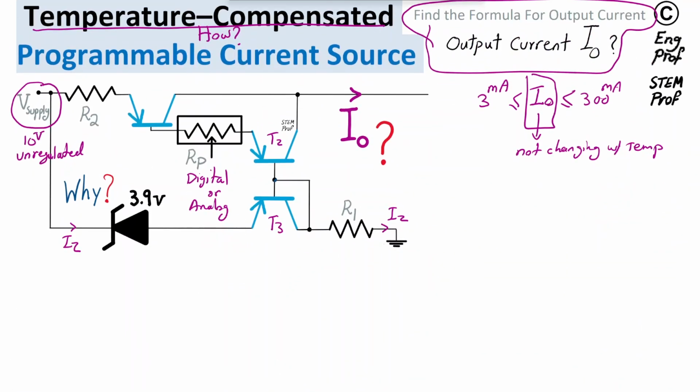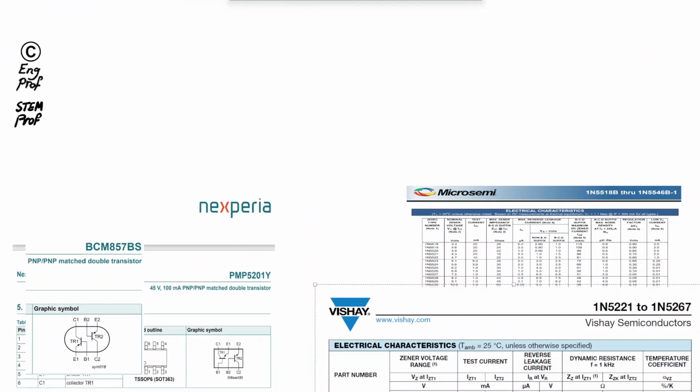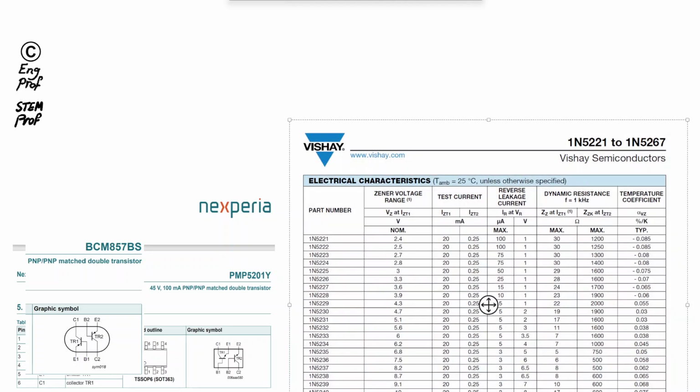For the Zener diode, of course, again, many choices are available, both Microsemi and also Vishay have good choices. For Vishay, the one that I'm using is because temperature coefficients are available. Specifically, I'm going to talk about the 3.9 volt choice, which means 1N5228. That one comes with a temperature coefficient of negative 0.06.